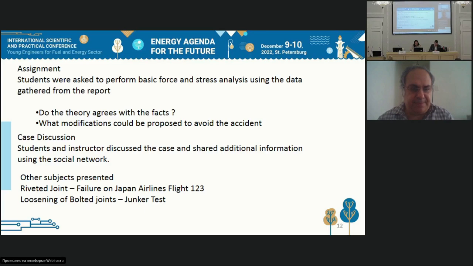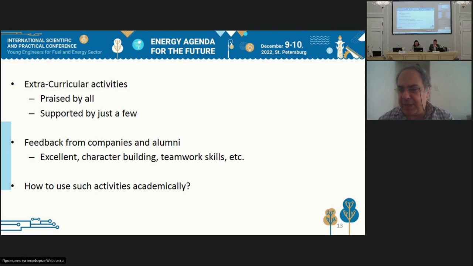Another way to engage students is extracurricular activities. Extracurricular activities are praised by many, but they have very little support from the faculty and the institution. Employers like students that took part in extracurricular activities because they see these students as a little bit more proactive and having developed more complex systems. They also have an aspect of character building and teamwork skills. So many people like it.